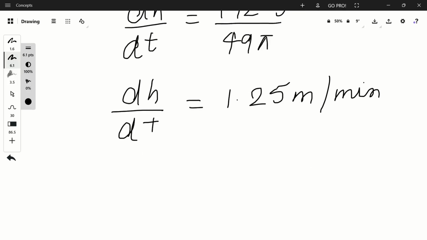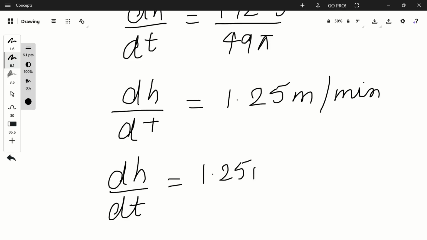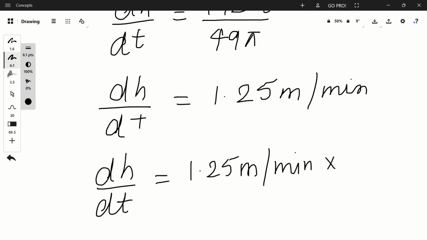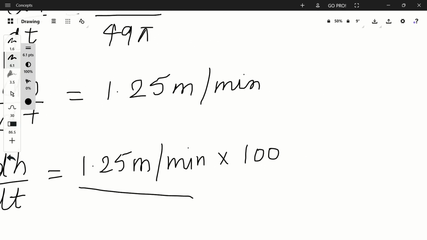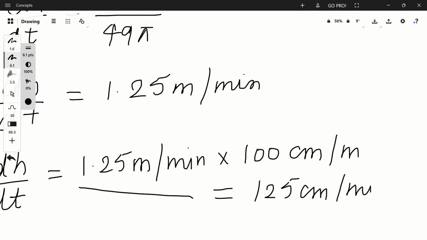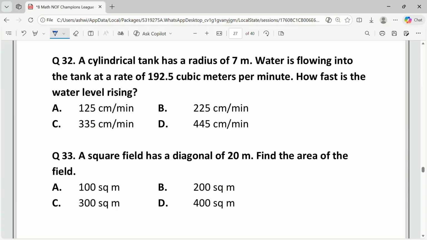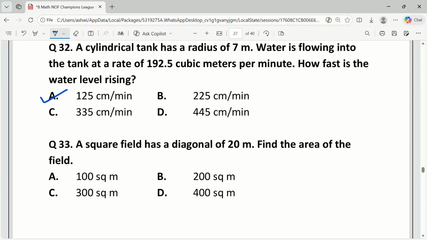The options are in centimeter per minute. Convert the result. We have dh upon dt is equal to 1.25 meters per minute into 100 centimeter per minute, which is equal to 125 centimeter per minute. Comparing with the options, the answer is A, 125 centimeter per minute.